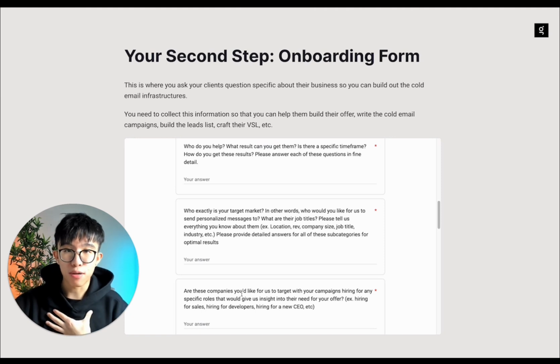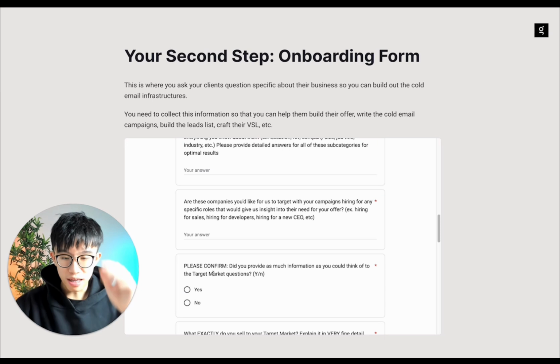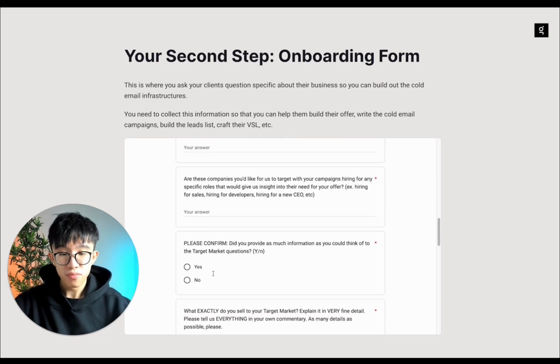So that's a question I personally used inside my own agency. If you're selling to a different market, you will probably not have the same question. But if you are selling to recruitment agencies, I would strongly suggest you add this question as well. And obviously I have this question, please confirm that you provide as much information as you could. It's kind of just a verbal confirmation to tell them, hey, this stuff is important. I know it will take some time to answer in detail, but have you given as much details as possible? And that's the goal of this form.